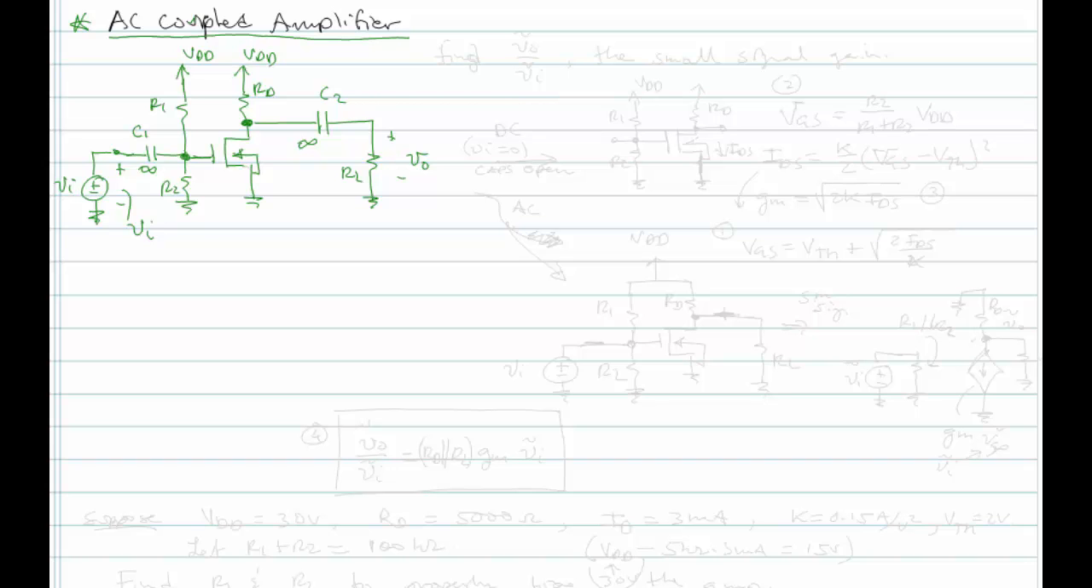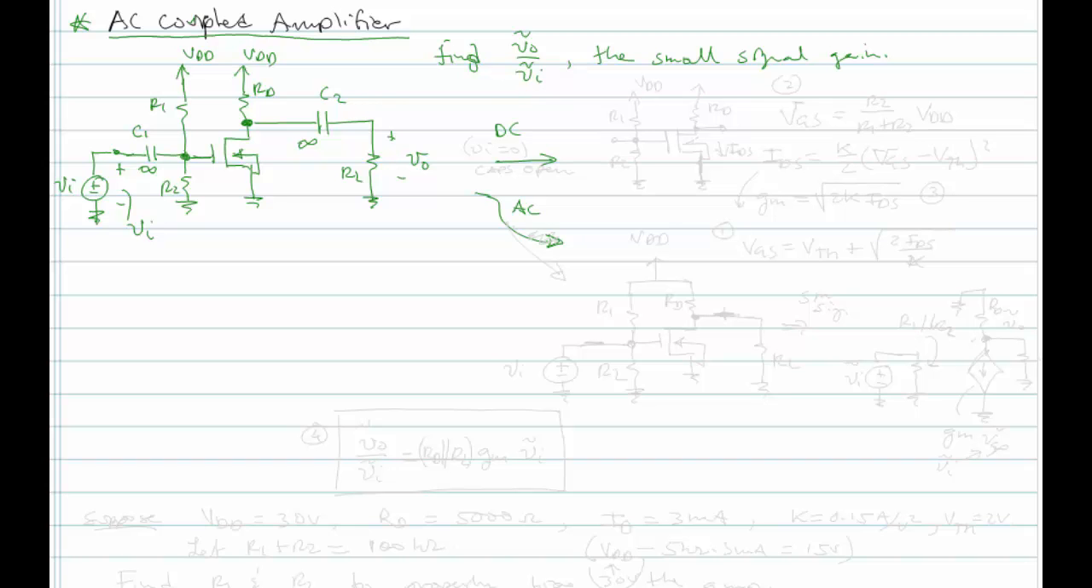So first, the way that we analyze this circuit. Let me say, what do we want to find? We want to find VO over VI. What is the small signal gain? Okay, the small signal gain. So we treat this circuit, or this amplifier, as in one of two regions. The first one is the DC region, or DC mode. The other one is AC.